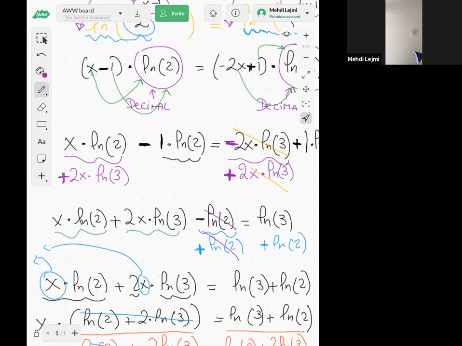So I added plus 2x natural log of 3, right? So here, it's a minus, so I added plus 2x, so then times natural log of 3, so then the whole thing cancels out, right? It's minus plus the same thing.